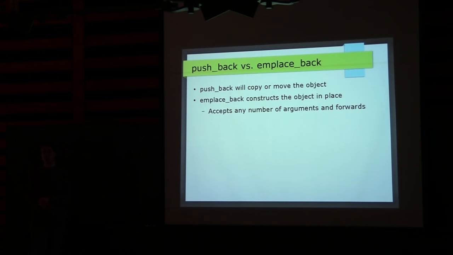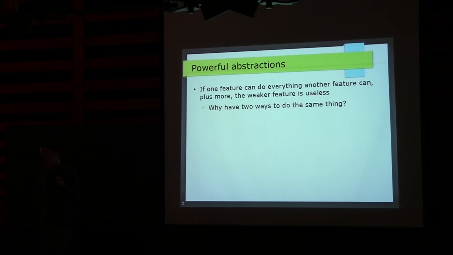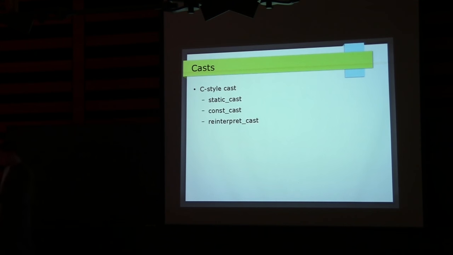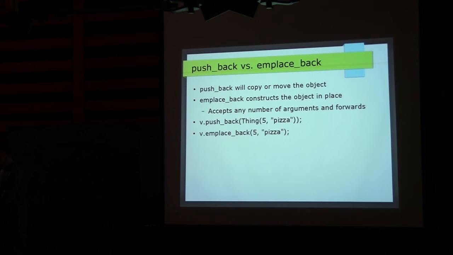Yes, so the question was, why is this different for one argument versus multiple arguments? Because it is actually possible to declare a multi-argument constructor explicit. And if you do so, then the second syntax won't work, because vector can only call implicit constructors.